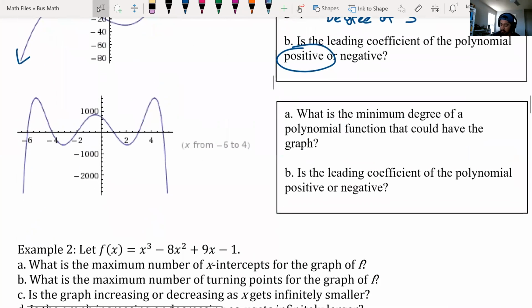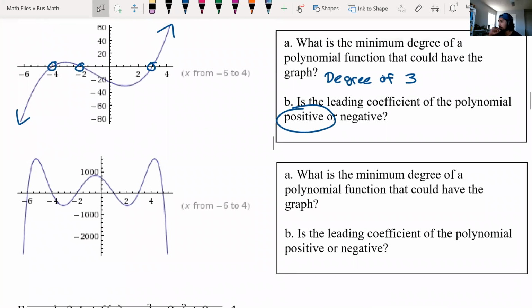And then last one there. What is the minimum degree this polynomial could have? Once again, we look at how many times we cross the x-axis. 1, 2, 3, 4, 5, 6. This will have a degree of 6, which is even.